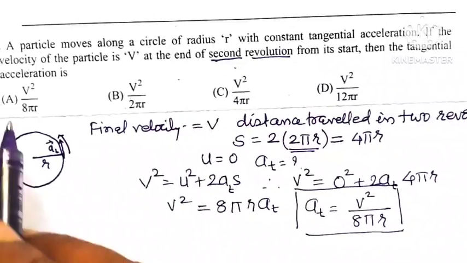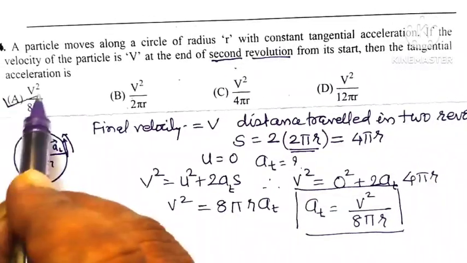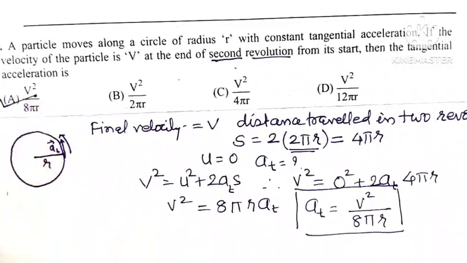So out of the 4 options, look at option A, it is v squared divided by 8 pi r. So the correct option is A.